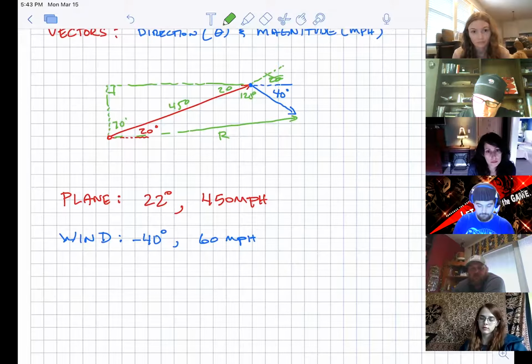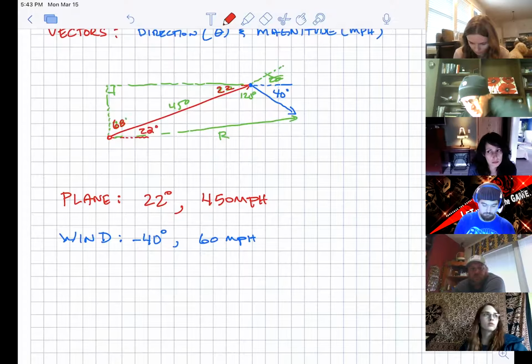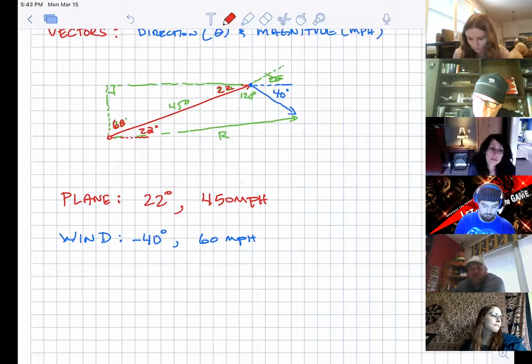Actually, I'm sorry, that was 22. I said 22 and wrote 20, so I'm going to fix it and make it 22. Got to concentrate. So this is 68, this is 22, so that's 62. So that makes that 118 degrees.